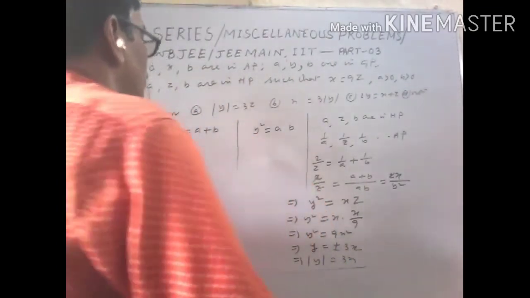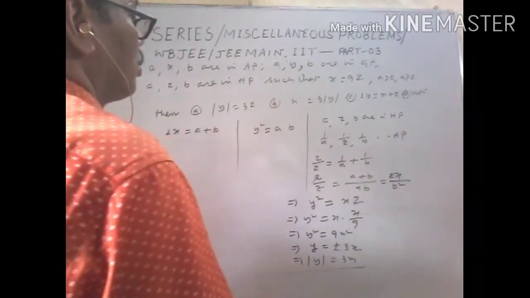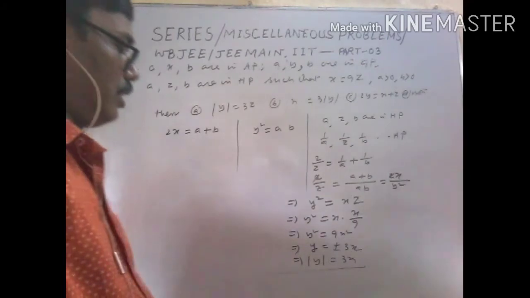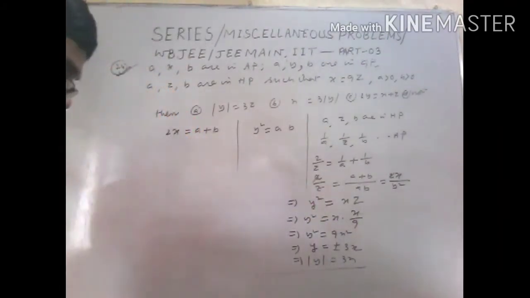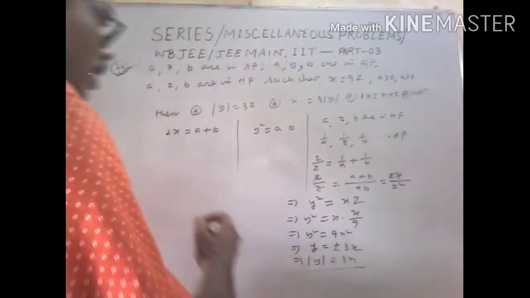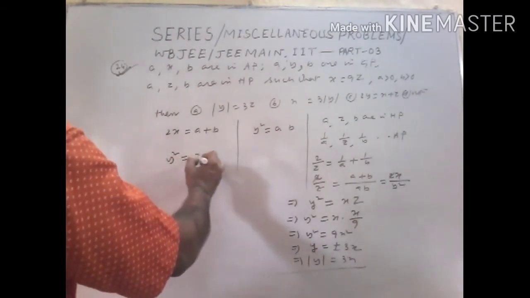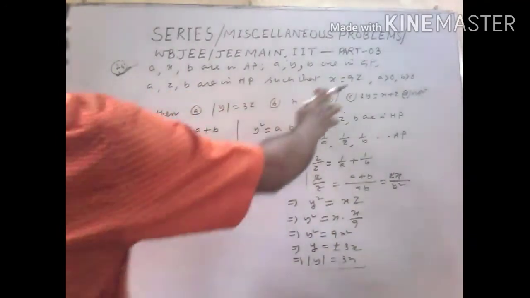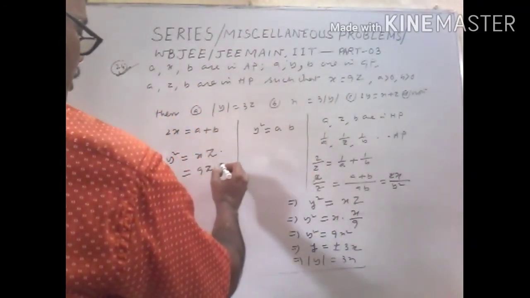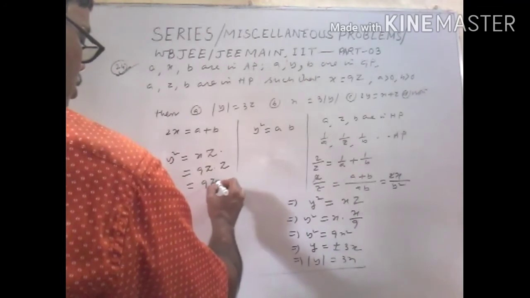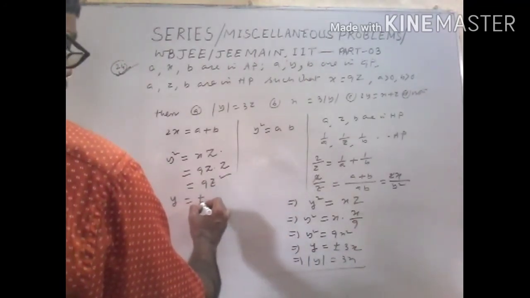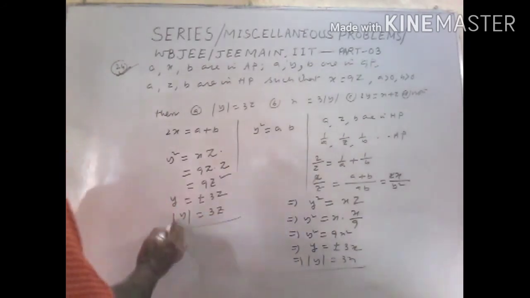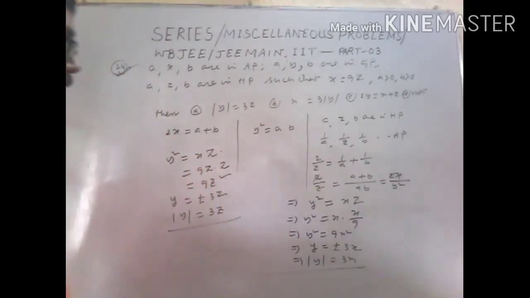What is mod y? Mod y is here 3z. So it is written in terms of z, so the answer is in terms of z. So look at it again. y square equals xz. So what is the value of x? x is 9z. 9z into z. So 9z square. So y equals plus minus 3z. So mod y equals 3z.